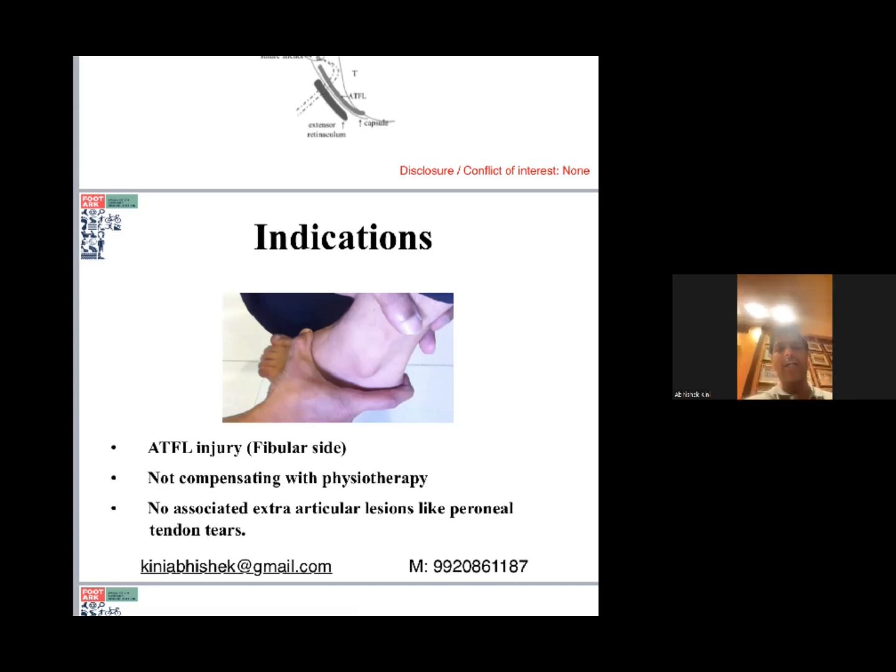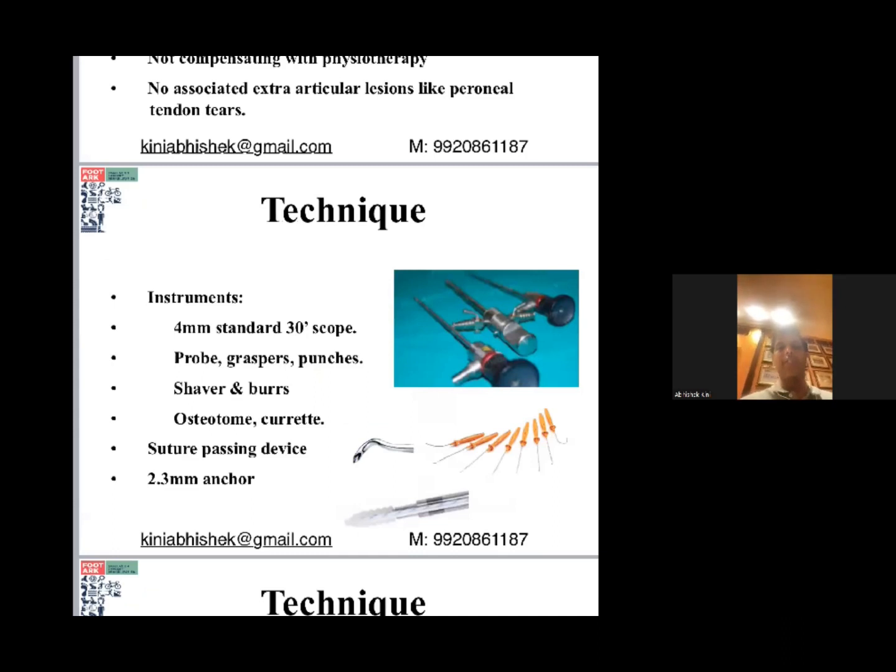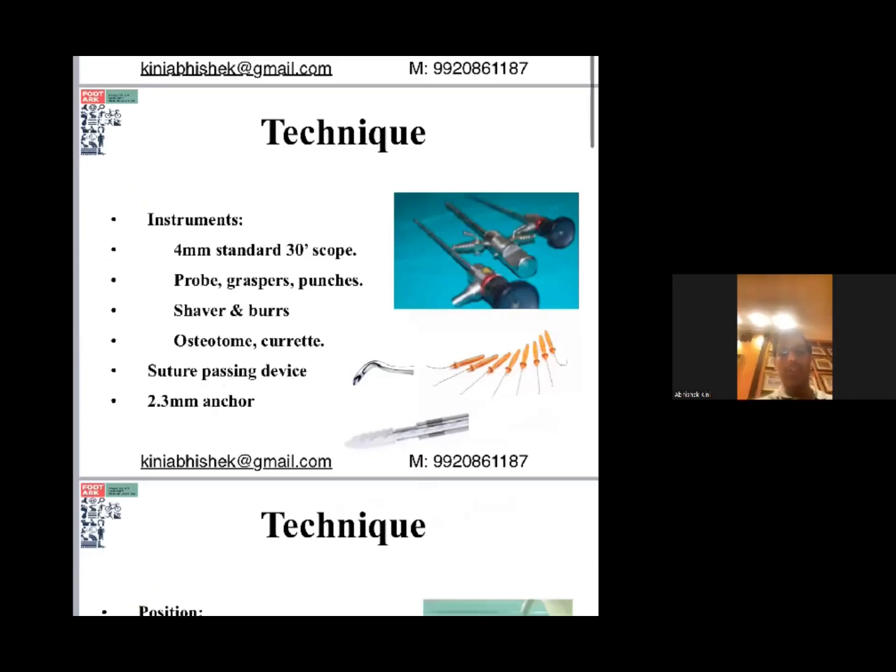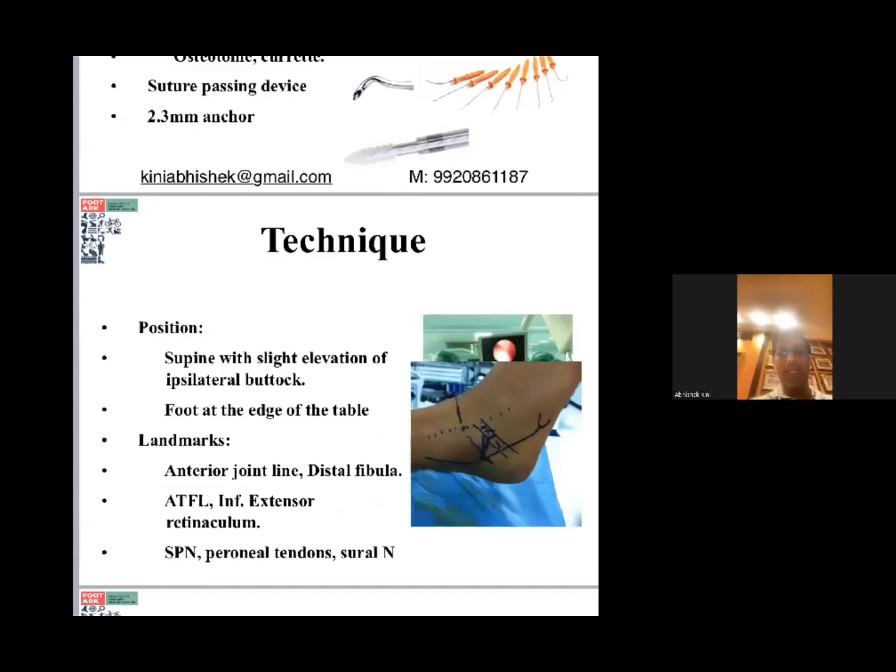Technique: standard 4 mm scope. The ankle is a big joint, you don't need small scopes. Regular probe, graspers, punches, osteotome, curettes, and suture passing devices like the AccuPass. I use a 2.3 anchor on the face of the fibula. Position is supine, at the edge of the table with the ipsilateral buttock slightly elevated. Landmarks are your anterior joint line and distal fibula, as you can see in the picture. You also mark the extensor retinaculum. The dotted line is the superficial peroneal nerve, which you try and avoid as much as possible.